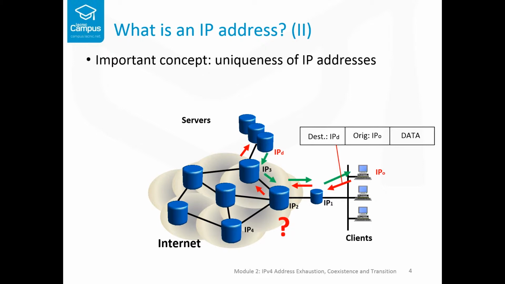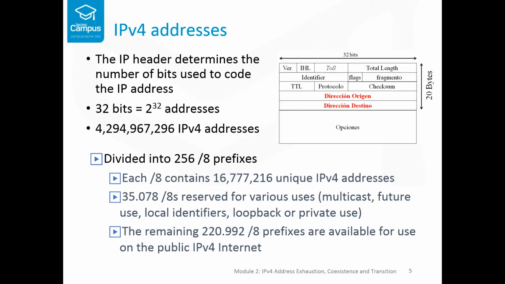In short, remember that any device that intends to communicate, whether sending or receiving packets over the Internet, must have a unique IP address. Given the growth in the number of users and devices connected to the Internet and in using an IP address, the number of addresses available in IPv4, the first version of the IP protocol, is clearly insufficient, as we will see in this video.